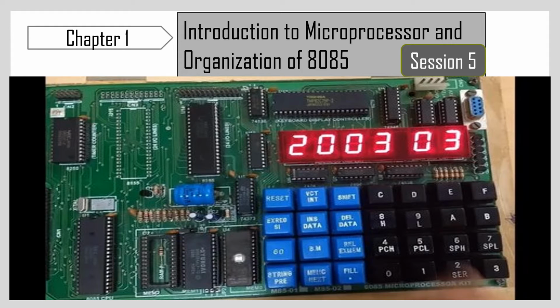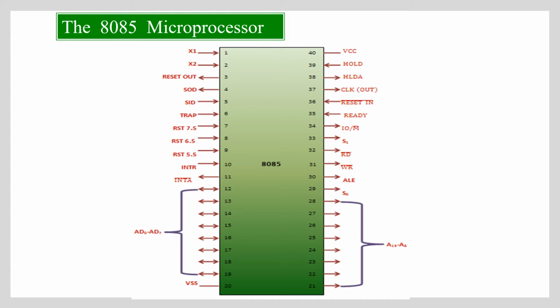So let us proceed to section number 5, the functional pin diagram of microprocessor 8085. The microprocessor is a 40 pin IC. We already studied the first 20 pins, and in the next session we saw pins 21 to 35. So we have already seen 35 pins in detail with their explanation.